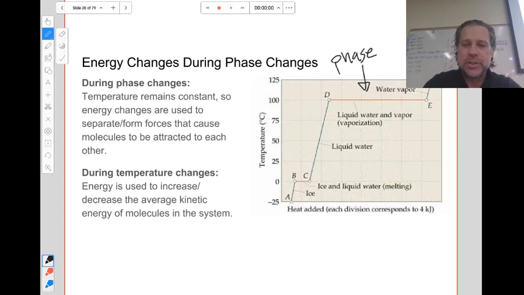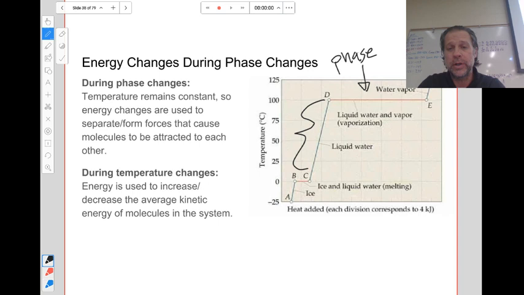During temperature changes, like from here to here, the energy being added increases or decreases the kinetic energy of the molecules of the system. And once we get enough kinetic energy, then we will see things like bubbles start to form. So water would boil, for example.